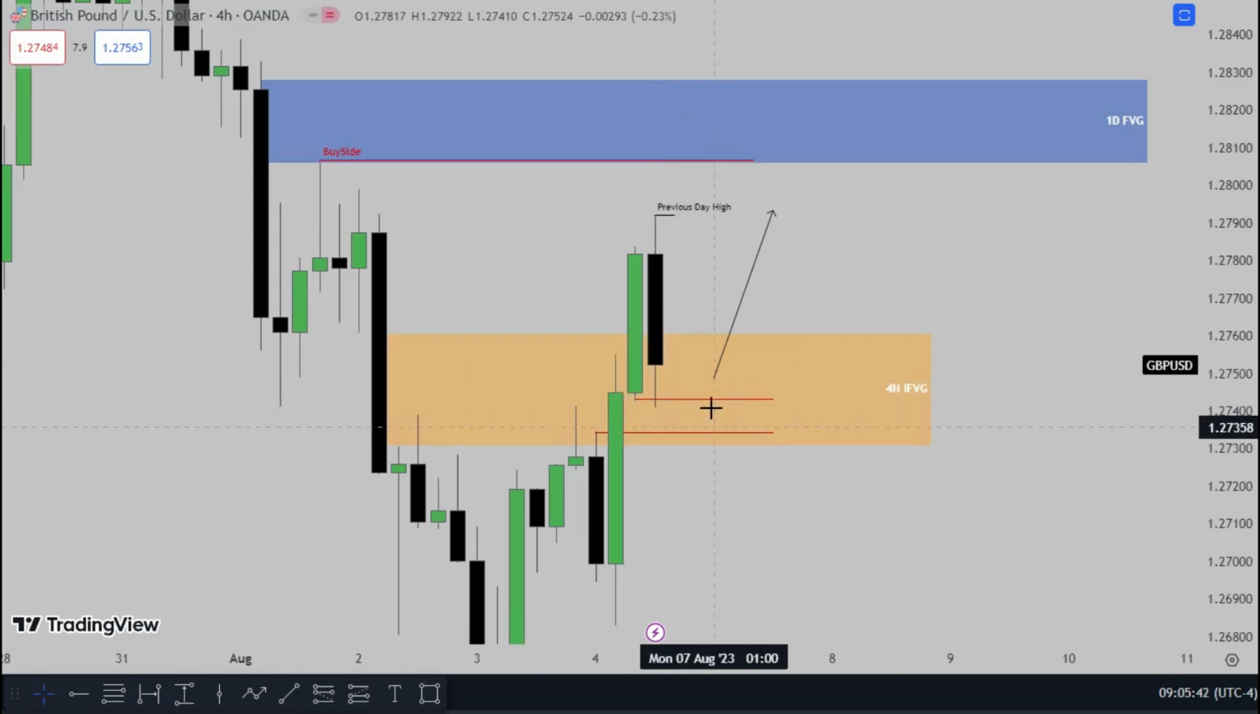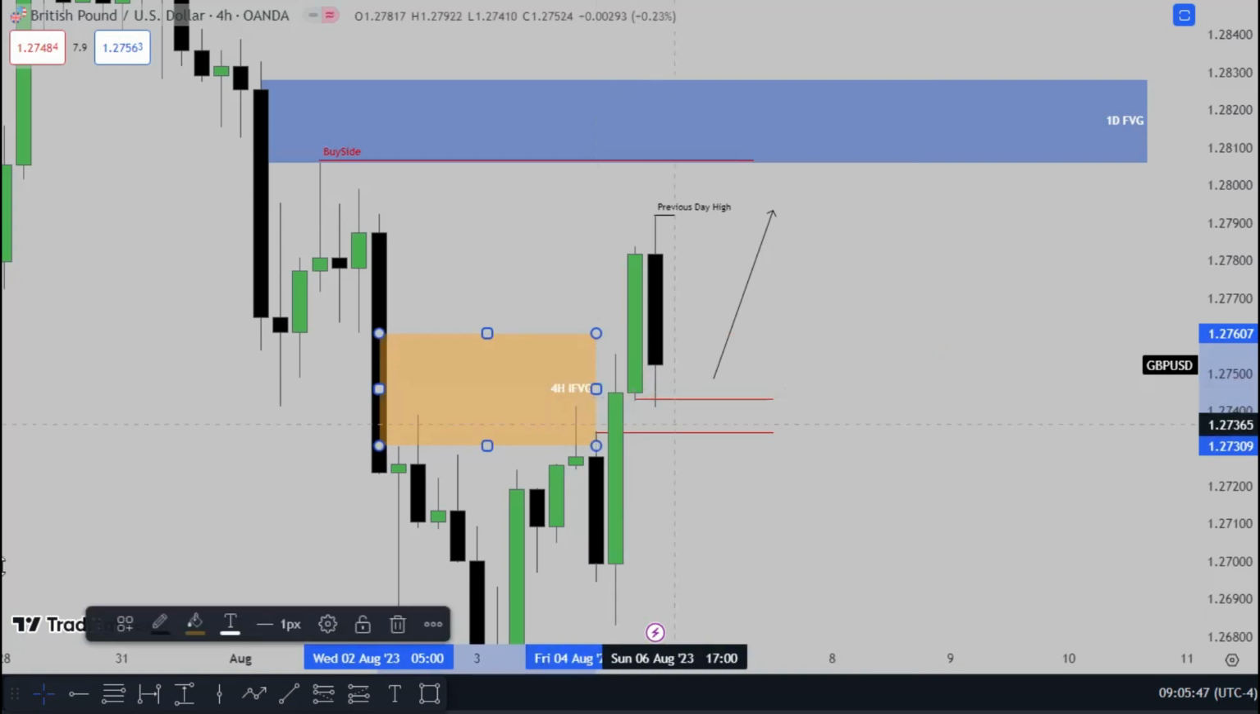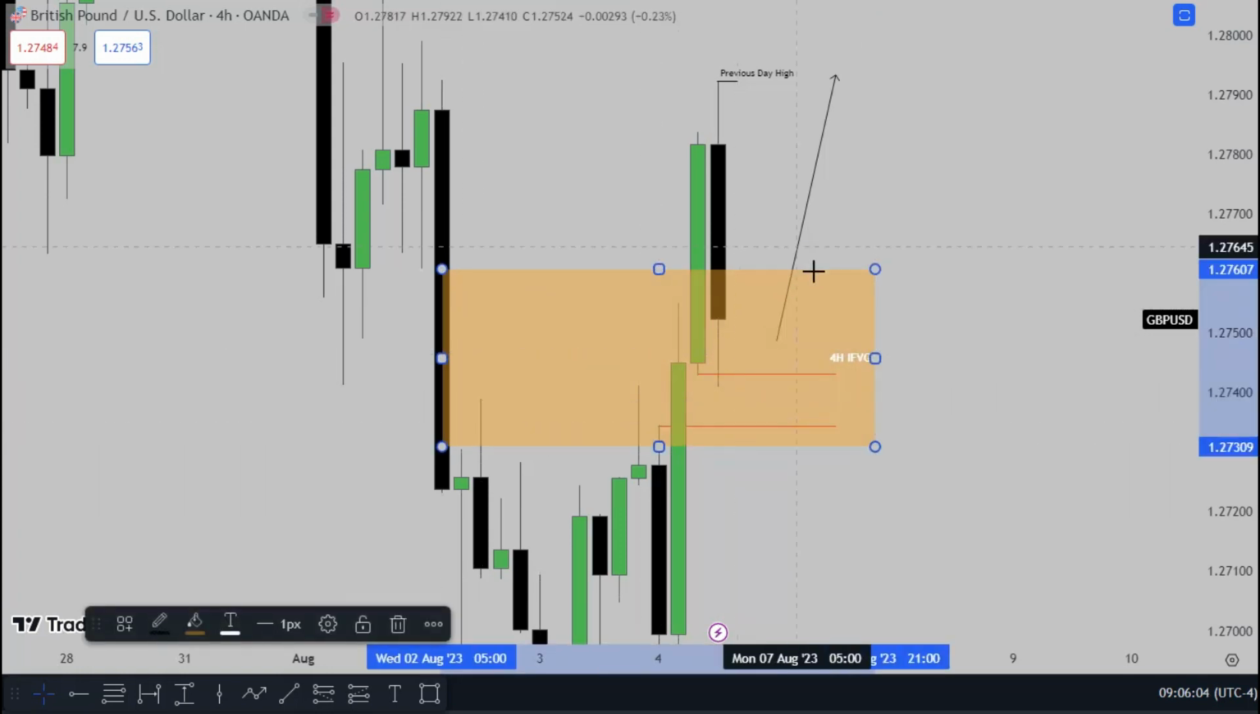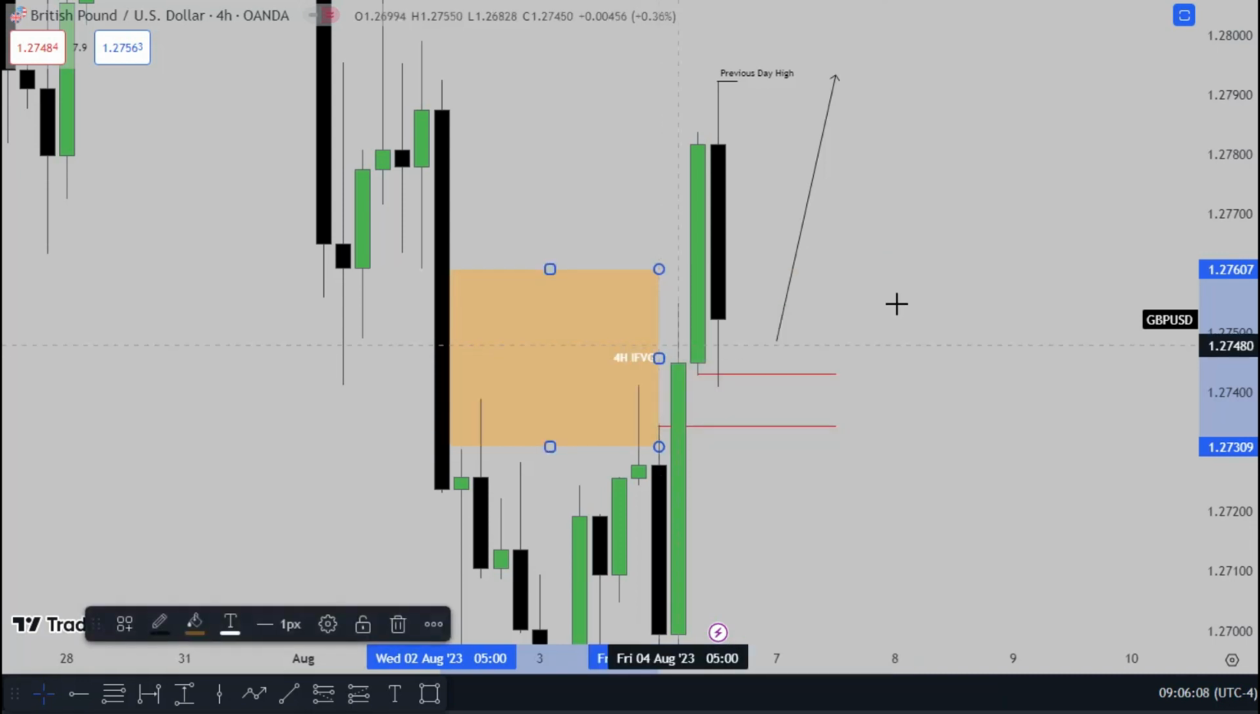We have this 4-hour fair value gap right here, right? So price just recently respected this key zone right here, and I'll be pretty much looking to take bullish trades, and I'm not expecting price to close below this fair value gap, right? And I'm also using this inverted fair value gap range right here as a form of support to be driving price bullish. That makes any sense?